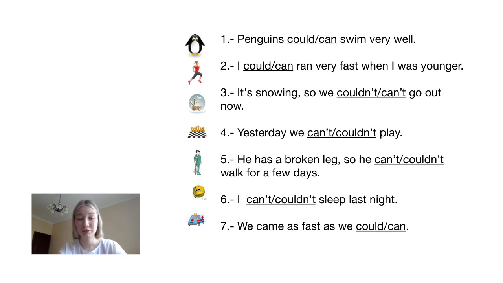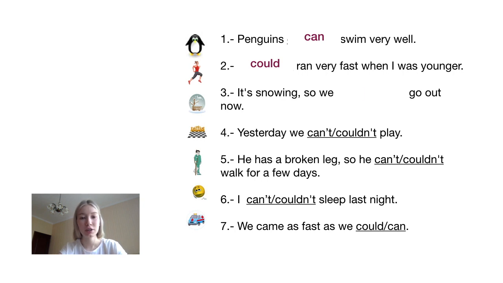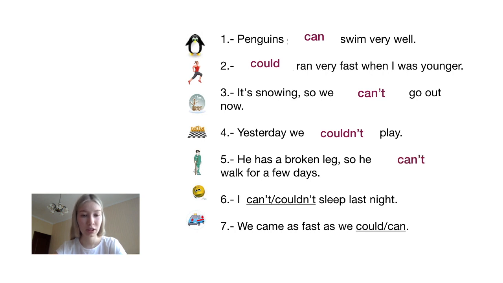Okay, now let's check your answers. Penguins can swim very well. I could run very fast when I was younger. It is snowing, so we can't go out now. Yesterday we couldn't play. And he has a broken leg, so he can't walk for a few days. I couldn't sleep last night.